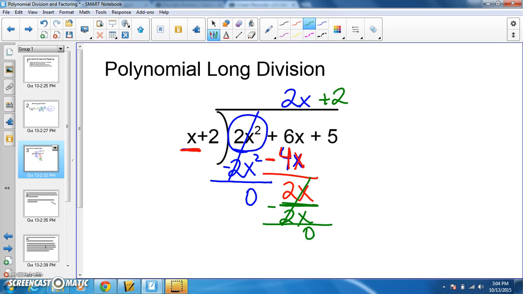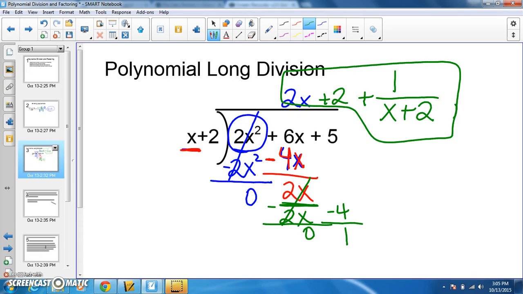Then 2 times 2 would be 4. So 5 minus 4 is 1. So there is a remainder of 1. And similar to when we divide whole numbers, the remainder is written as a fraction with the remainder over the divisor, or what we were dividing by. So our solution would be 2x plus 2 plus 1 divided by x plus 2 as our answer.